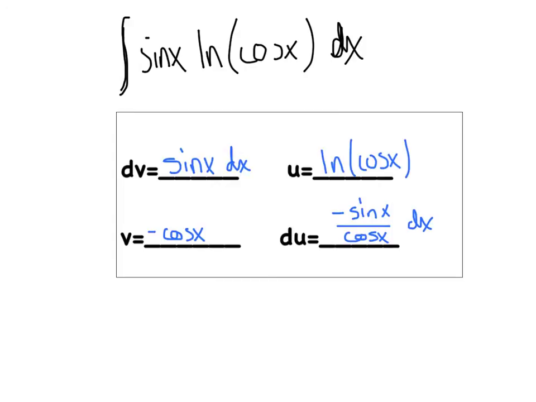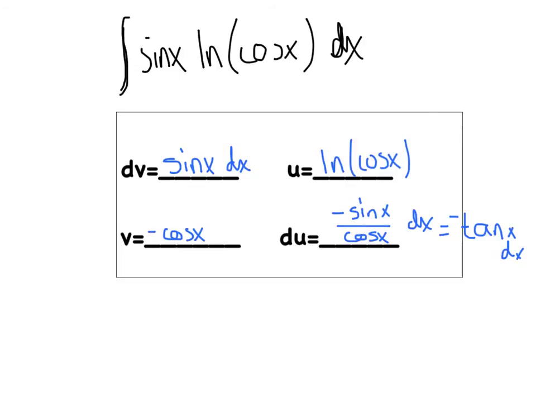Okay, for starters, as I went through my order, LIATE, I ended up letting u equal the natural log of cosine, whose derivative is negative sine over cosine. And what I'm going to do is just call that negative tangent of x times dx. Alright, what was left over? Well, dv was sine dx. Don't forget this little dx, especially if it's a non-multiple choice question. They're going to ding us a point if we don't have that dx. And now if you integrate both sides right there, you'll get v equals negative cosine of x. Don't worry about the plus c, we'll get it at the end.